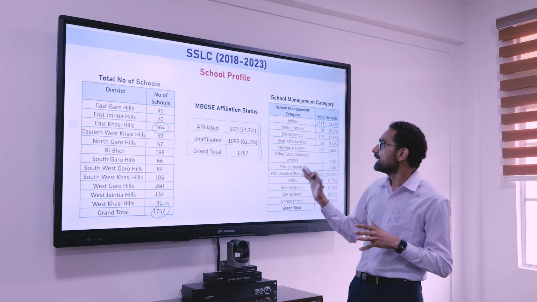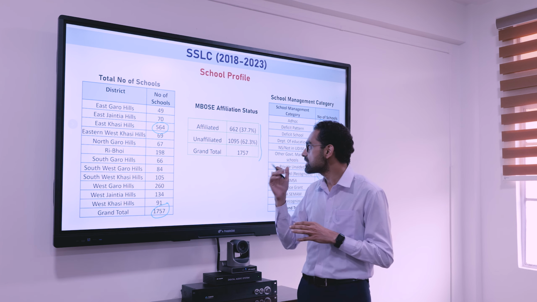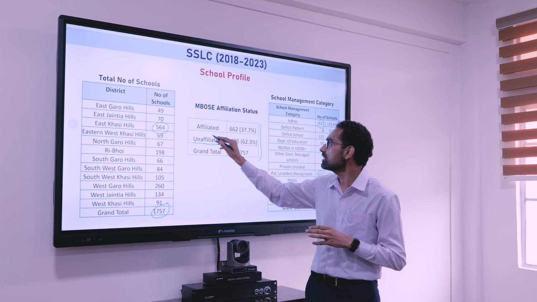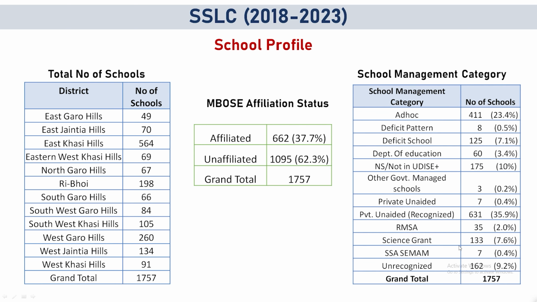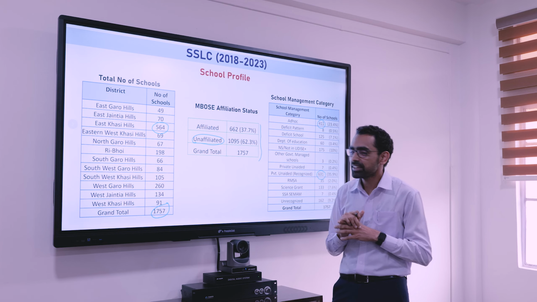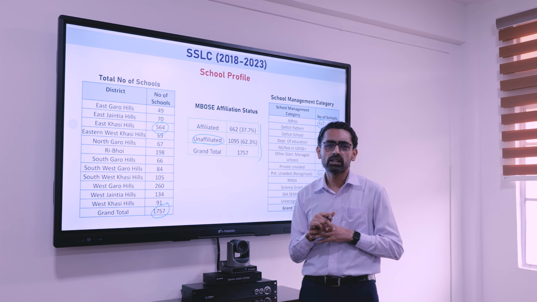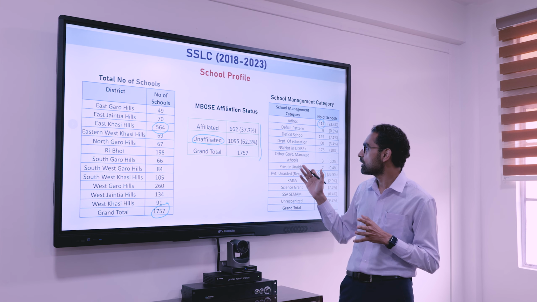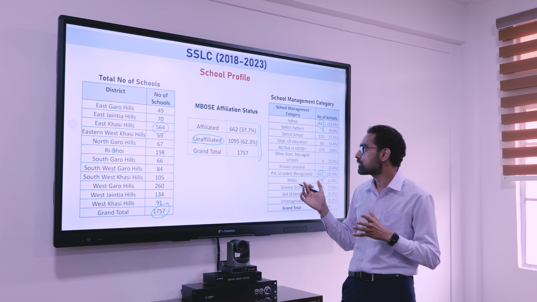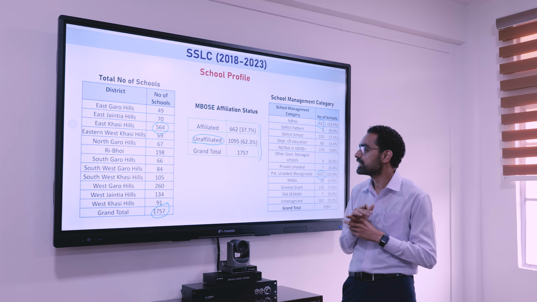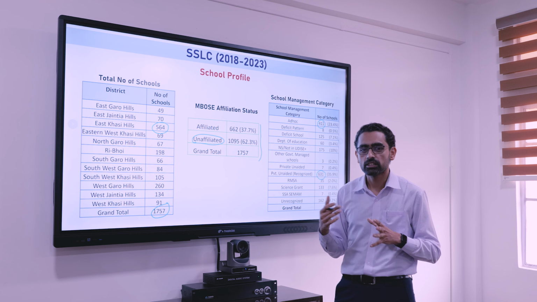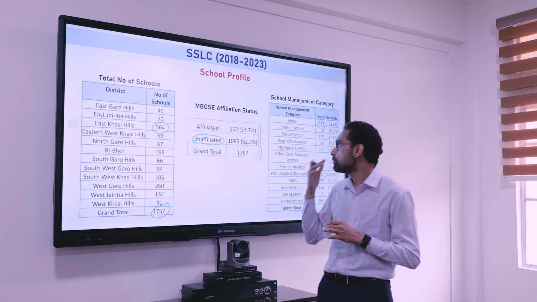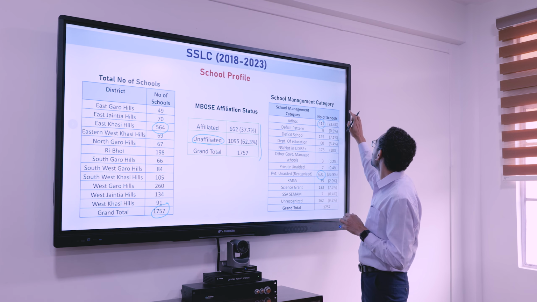So right now, what is concerning is this unaffiliation, and I'm sure many of these schools have the facilities, but because of some paperwork it could not be done, so we'll be fast tracking it. I'm sure this cannot be the real figure, because many of these schools have the basic amenities which are required. So hopefully in the next iteration of this analysis we will see more affiliated schools.